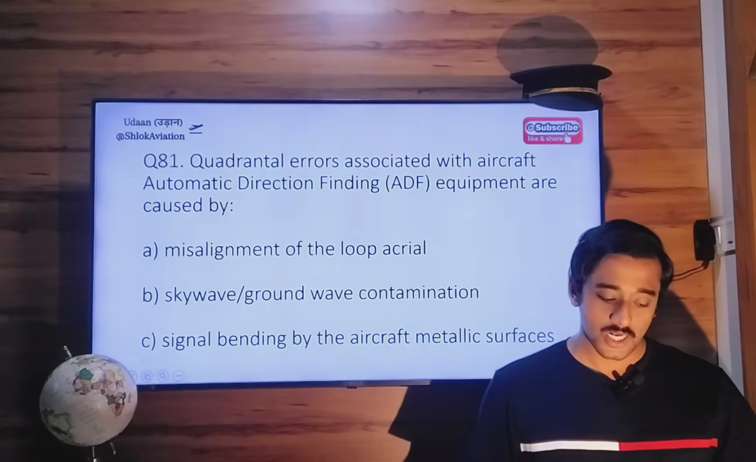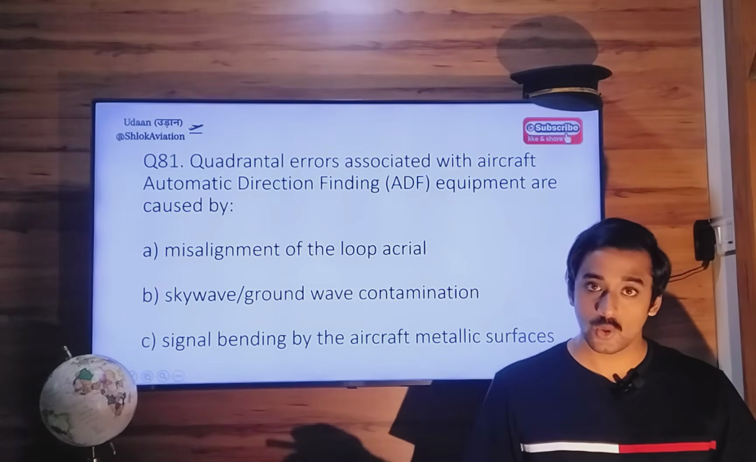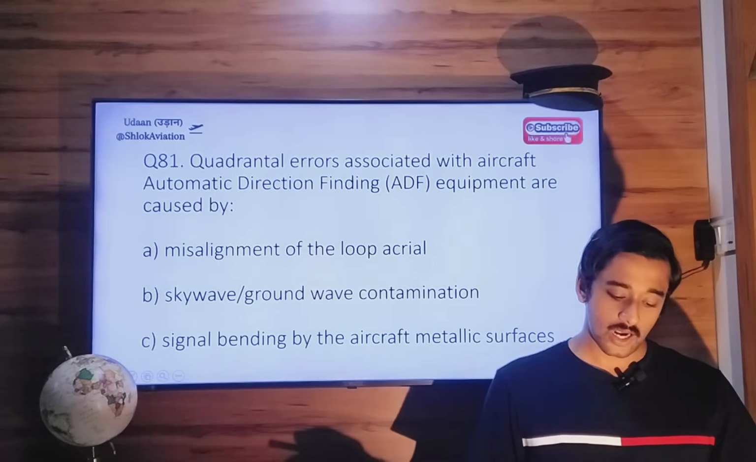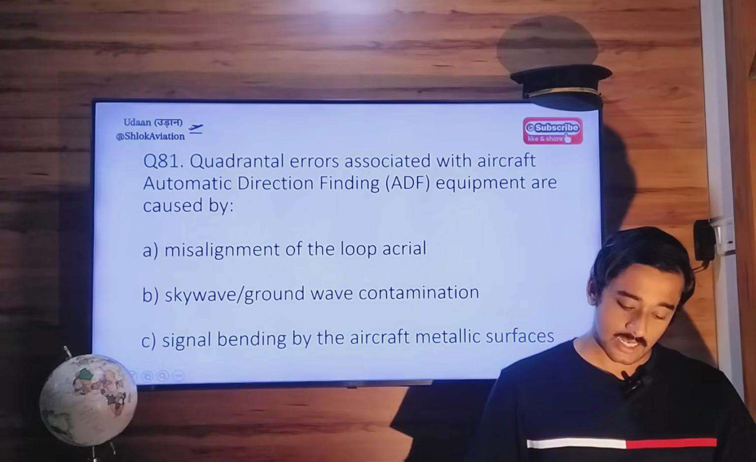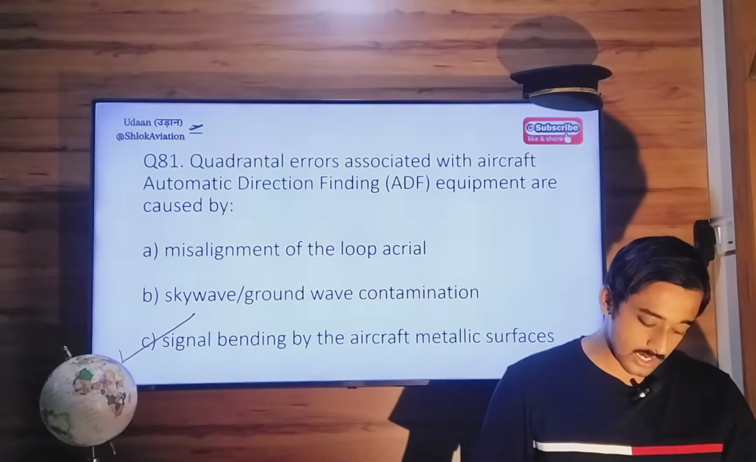Quadrantal errors associated with aircraft ADF equipment are caused by misalignment of the loop aerial, skywave, ground wave contamination, signal bending by aircraft metallic surfaces. So correct answer is option Charlie.